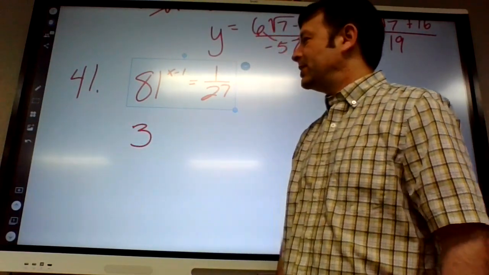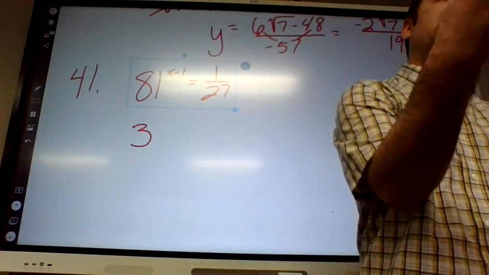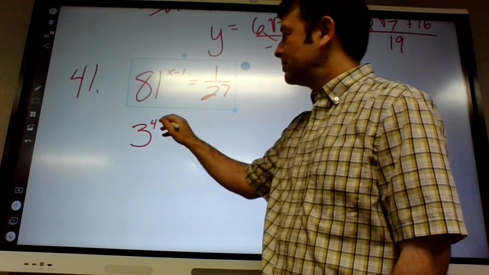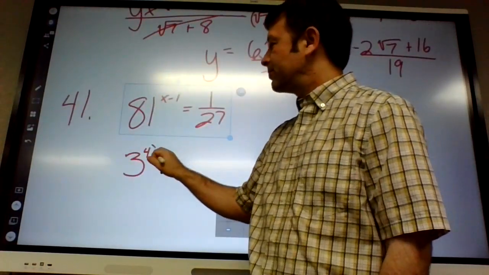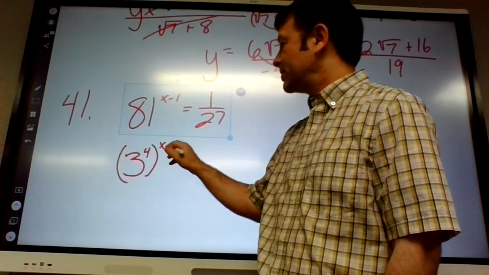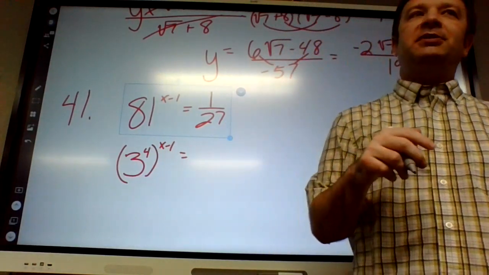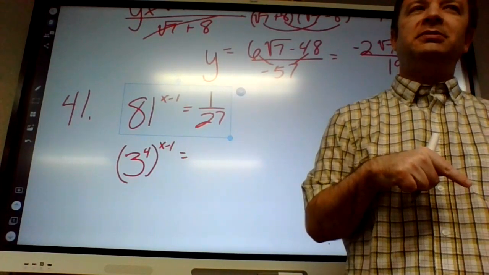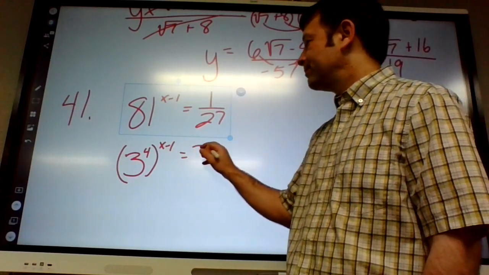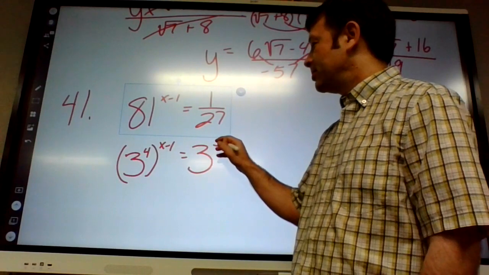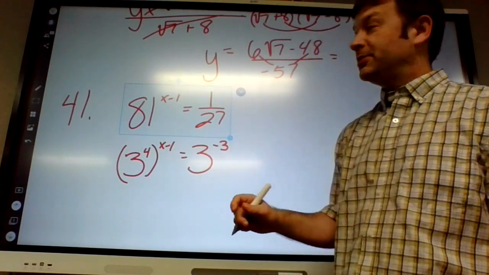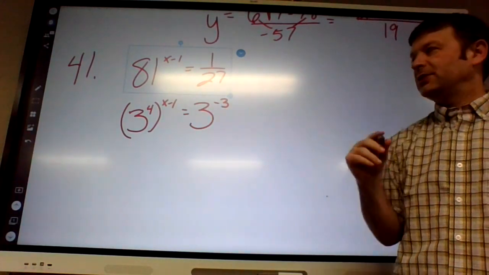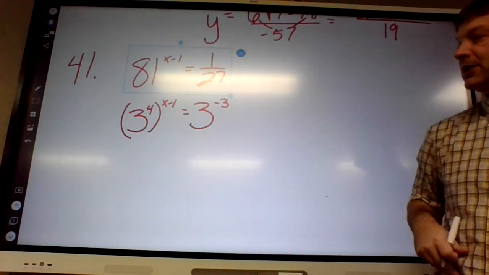3 to the what equals 81? 3 times 3 is 9, times 3 is 27, times 3 is 81. So 3 to the 4th is 81, so I'm going to replace that. 27 is 3 to the 3rd, so what's 1 over 27? I'm always disappointed by our lack of knowledge of negative exponents. So it's just negative 3rd if it's in the denominator. If it's flipped upside down, it's a negative exponent.